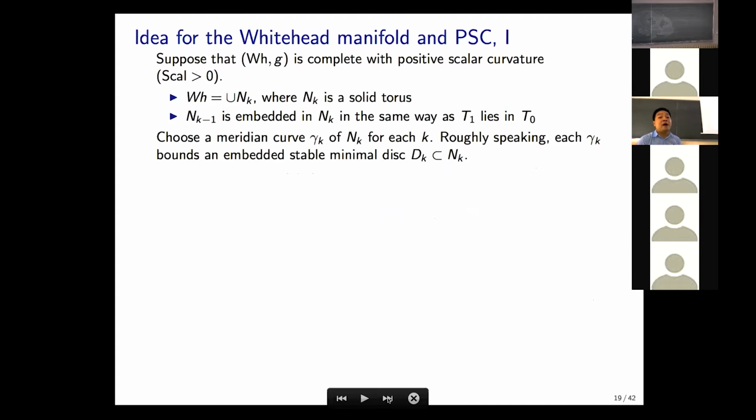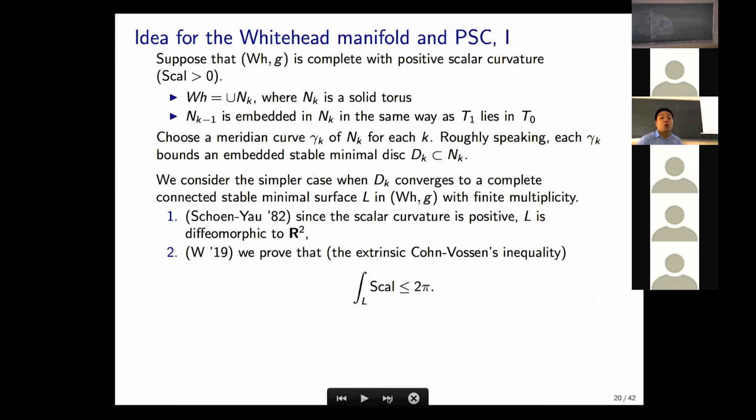Roughly speaking, each gamma_k bounds an embedded stable minimal disk in N_k. Now we consider the simple case when D_k converges to a complete connected stable minimal surface L in the Wang manifold with finite multiplicity. Because the scalar curvature is positive, Schoen-Yau's result tells us L is homeomorphic to R^2. Furthermore, we show that the integral of the scalar curvature of the Wang manifold along L is bounded by 2 pi. This inequality is the so-called extrinsic convexity inequality. For the proof of this inequality, we need the positive scalar curvature condition.